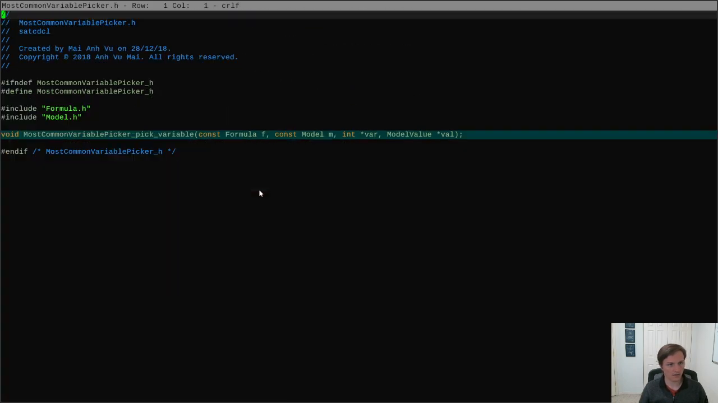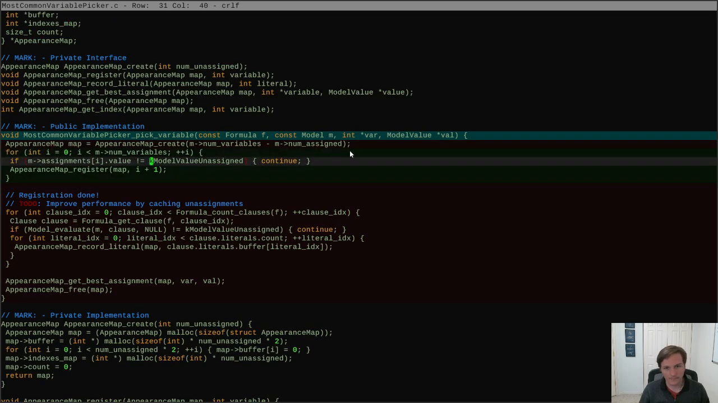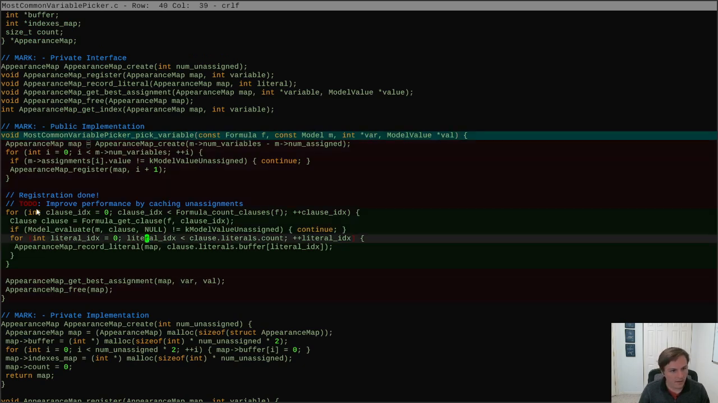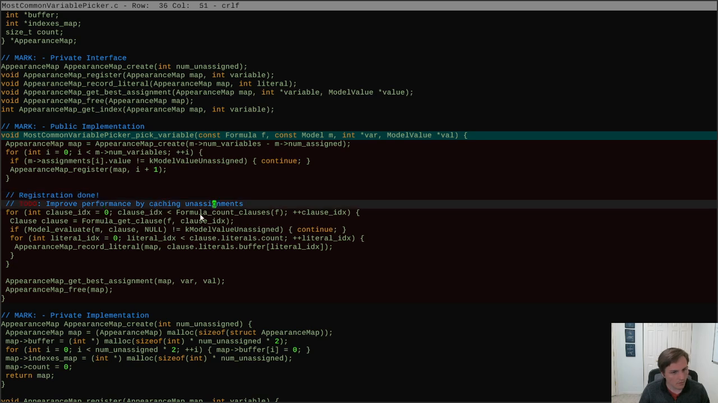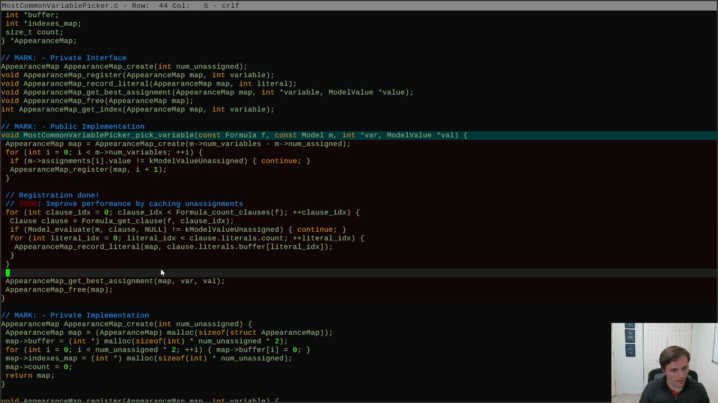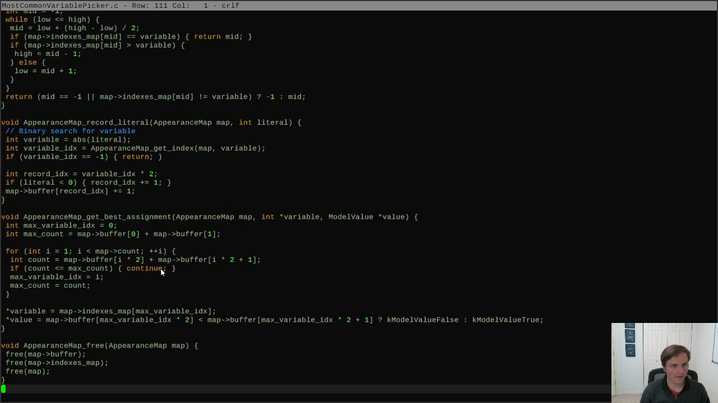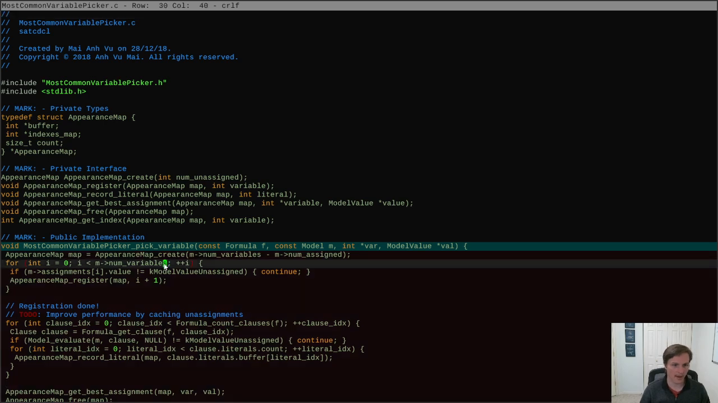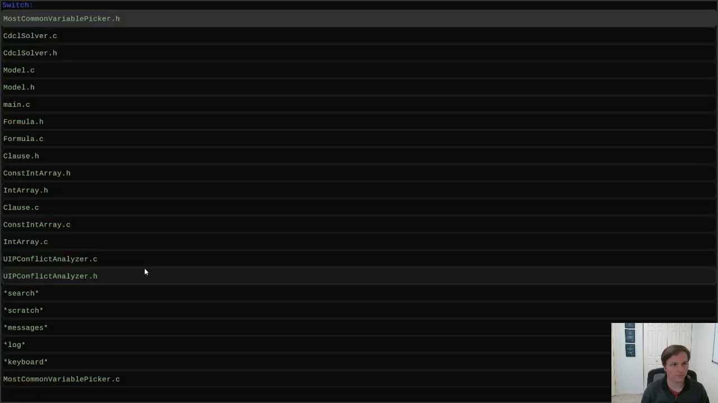Okay, so we need to learn a little bit about most common variable picker. Model value, boom, boom, boom. So I think this must be where some of the heuristics are happening to make things go faster.